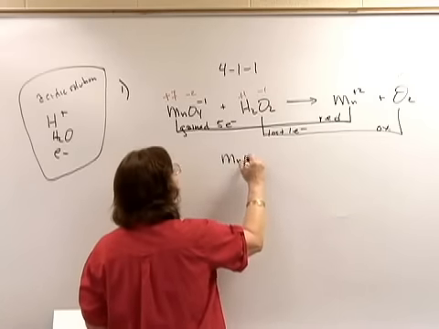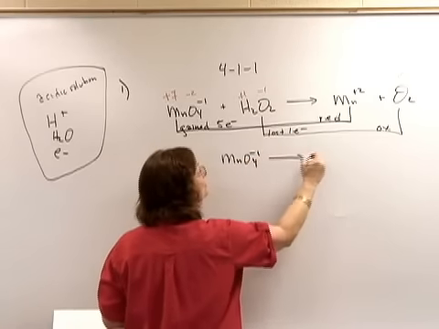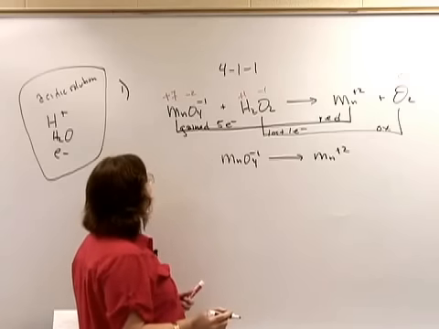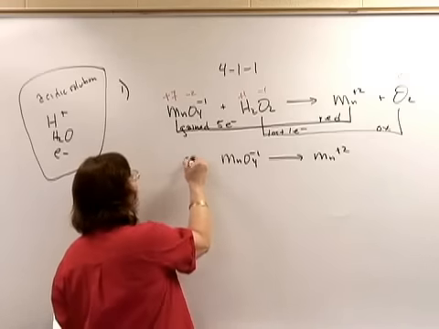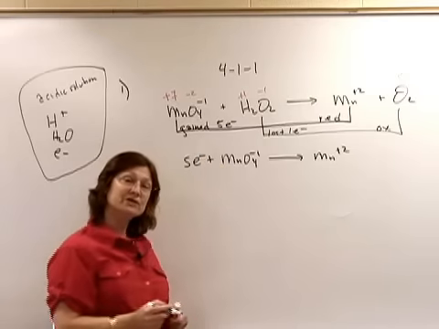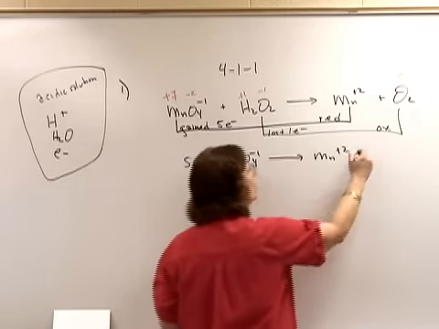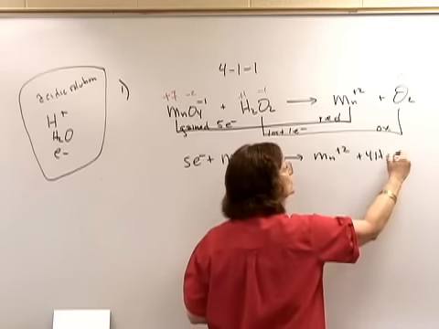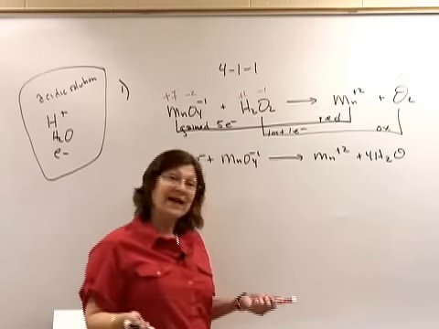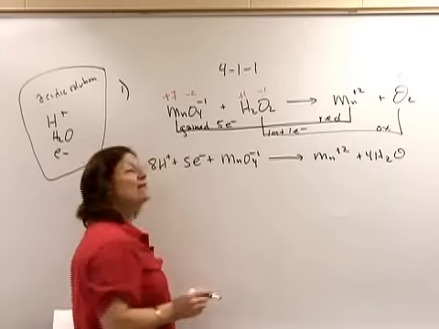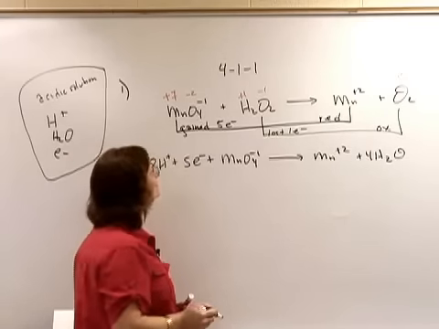Then I separate into my half reactions. Well, the MnO4- has gone to Mn2+. I need to add 5 electrons to balance the charges, and gainers go on the left. I need 4 waters to get those 4 oxygens, and therefore I'm going to have to add 8 hydrogen ions, and that half of the reaction is balanced.